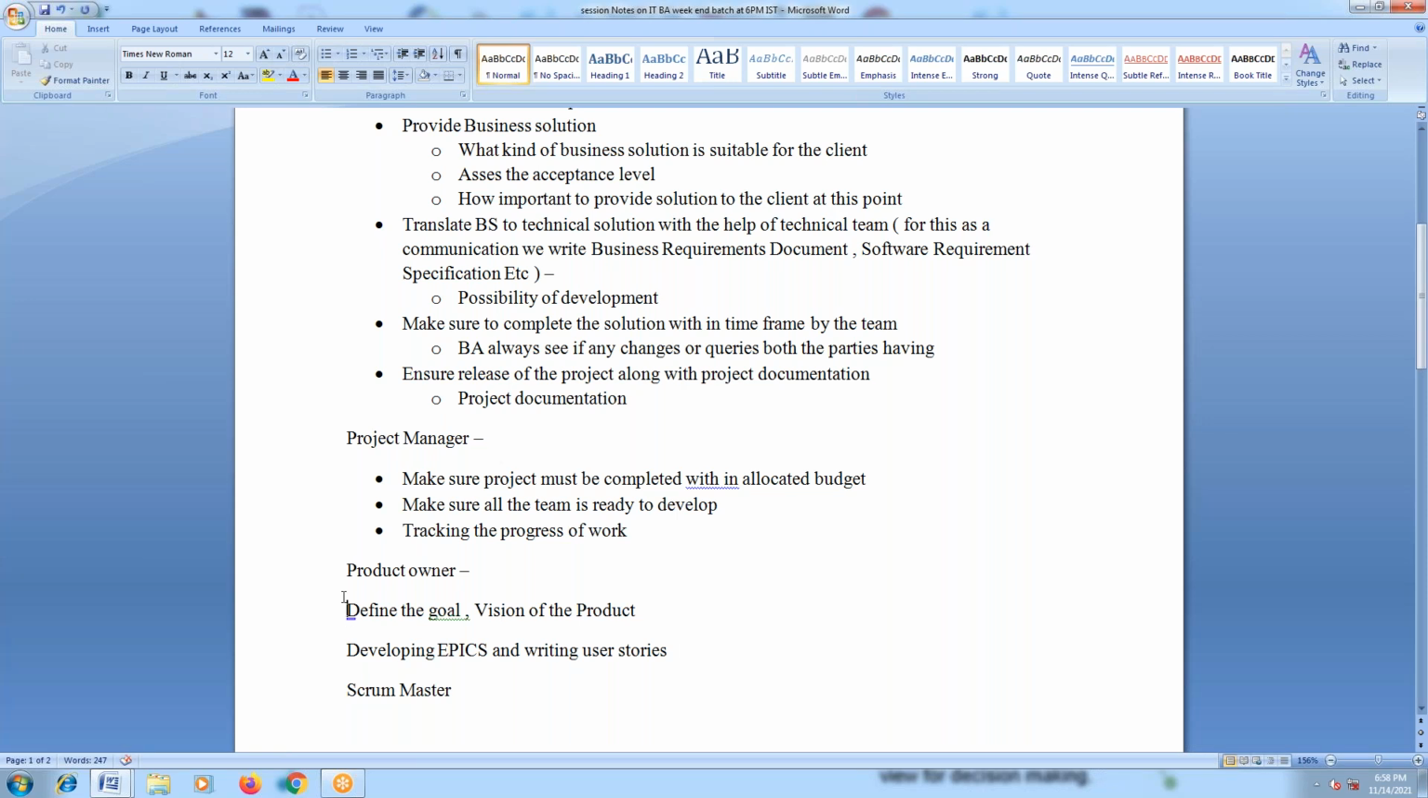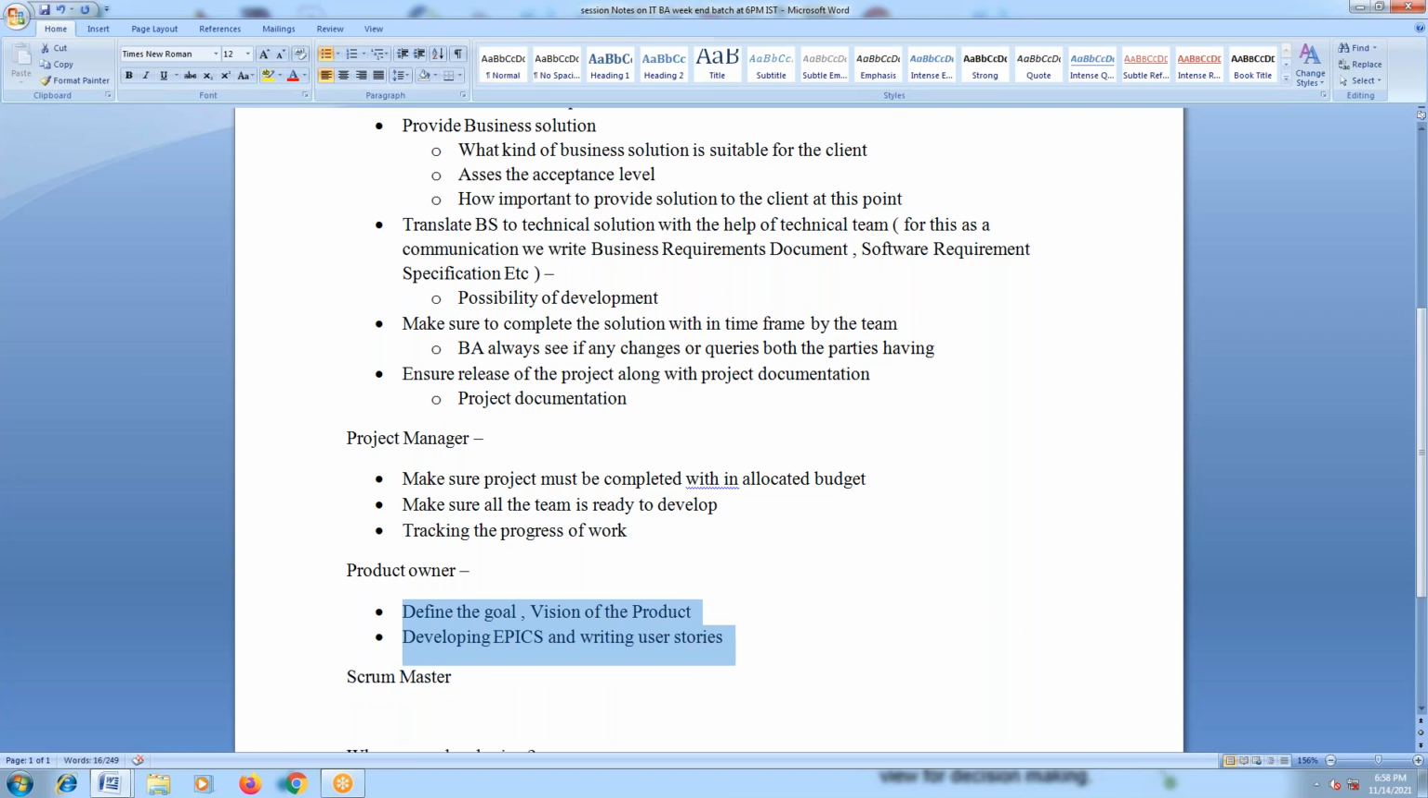So if you are a product owner, you need to define the goal and vision of the product, develop epics, write user stories and all that. After that, creating and maintaining the product backlog. This is what generally you do as a product owner.